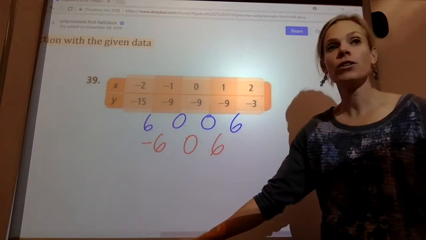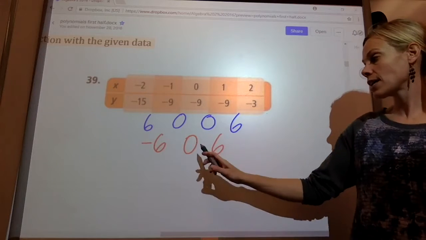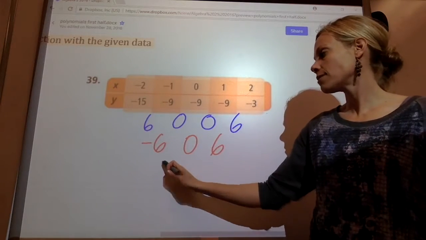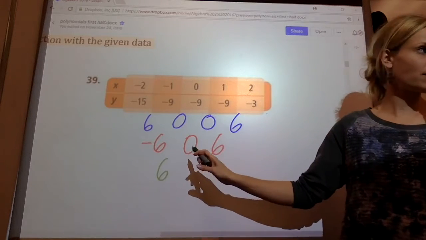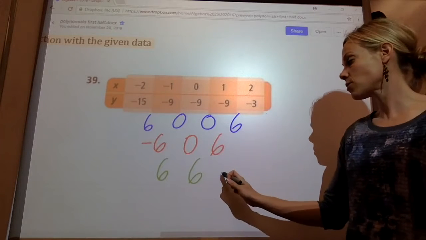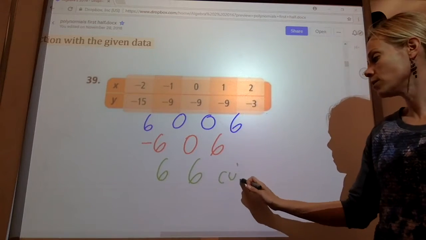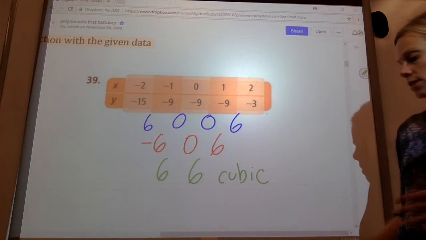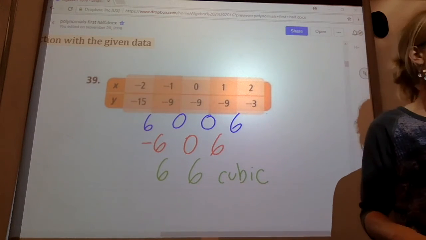No. So now I go to the third differences. 0 minus negative 6. 6 minus 0. Do my third differences match? Yes. So this is a third degree polynomial, and we say that it's cubic. Okay? You're just doing the differences. Whatever differences match, that's what it is.